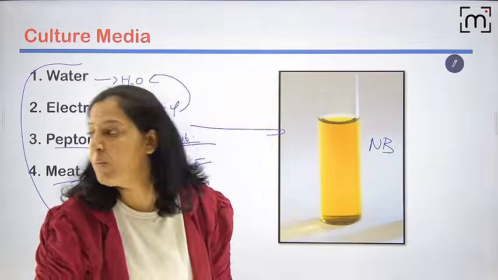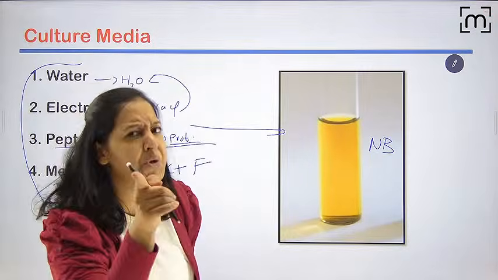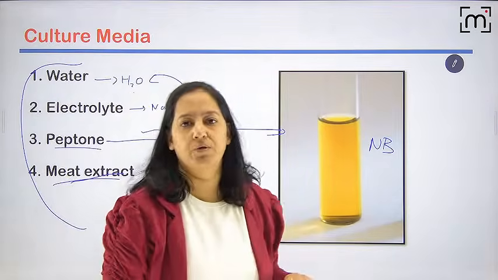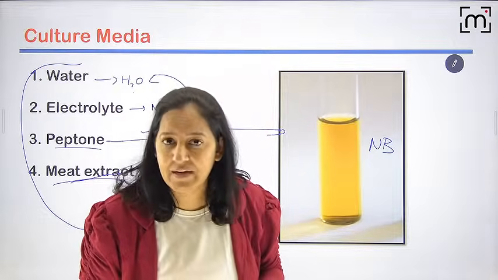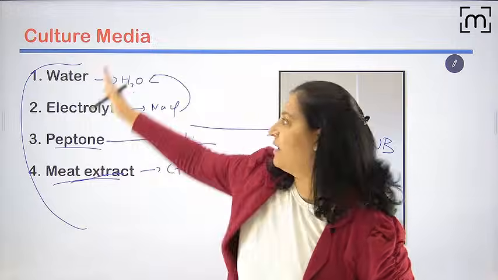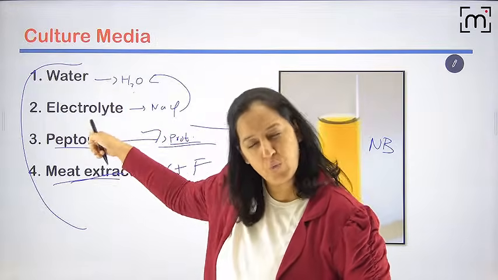What is it known as? It is known as nutrient broth. Okay, it is the minimum nutrition on which bacteria can survive. Nutrient broth, and it's liquid. So it contains 4 things. Learn the 4 things: water, electrolyte, peptone water, meat extract.